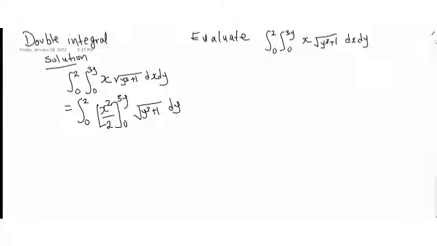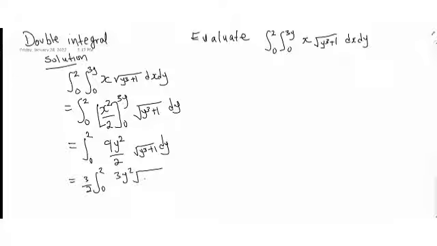This now gives us integral between 0 and 2. If we substitute values now, we are going to have 9y squared over 2. Then multiply by the square root of y cubed plus 1 dy. So we can write this as 3 over 2, integral between 0 and 2, 3y squared multiplied by y cubed plus 1 dy.